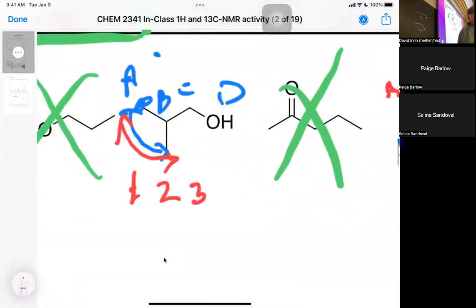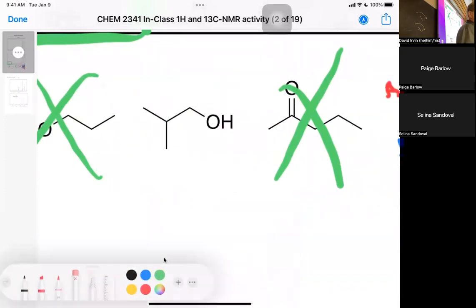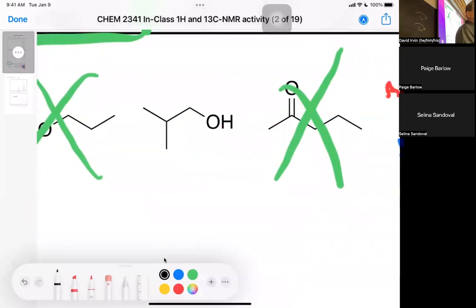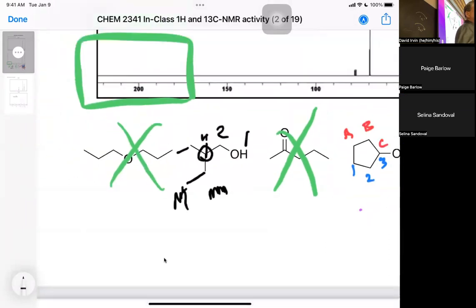Okay, now let's look at what our splitting would be here, just to double check to make sure we're not crazy. This is going to be a doublet because there's 1 hydrogen here. This is going to be a doublet because of 1 hydrogen there. This is going to be 6 plus 2 is 8, so it's going to be 9 peaks. And then this is going to be a singlet.